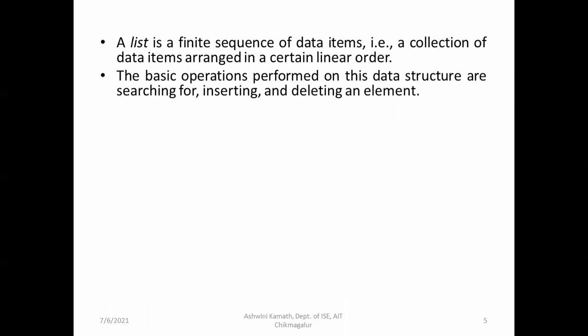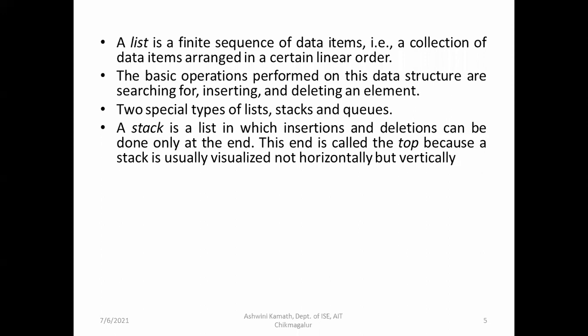So the basic operations that can be performed on this data structure are searching, inserting, and deleting an element. Two special types of list are stacks and queues. A stack is a list in which insertions and deletions can be made at only one end called the top of the stack. This end is called the top because a stack is usually visualized not horizontally but vertically. Okay, it will be visualized as a vertical one.